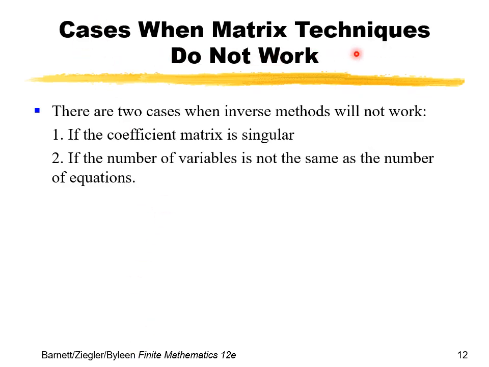Cases when the matrix techniques don't work. We can't solve the equation system using the matrix inverse in two cases. The first is if the coefficient matrix is singular, as in the previous example, and the second is if the number of variables is not the same as the number of equations. As we said, matrix A should be square, so it should be 2 by 2 or 3 by 3, or of course 4 by 4, and so on.